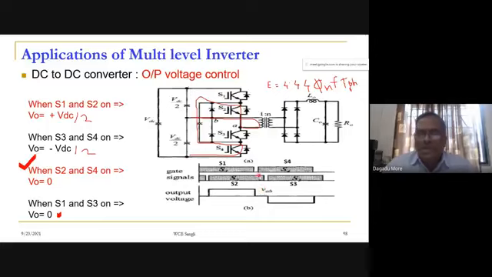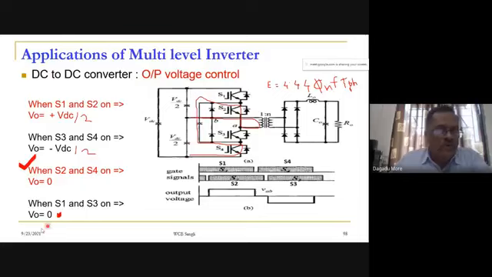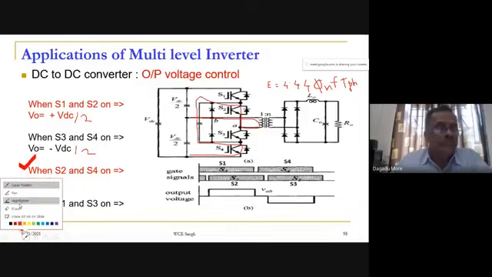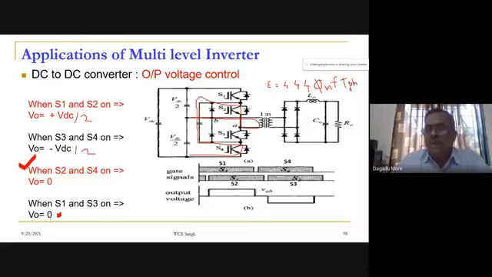Similarly, whenever S2 and S4 are on, we get 0. One waveform we can move forward. As this waveform moves forward, let us assume what will happen to the output voltage. Let us move S2 and S3 in the forward direction. What will happen to the output voltage? S1 and S4 we keep as they are.